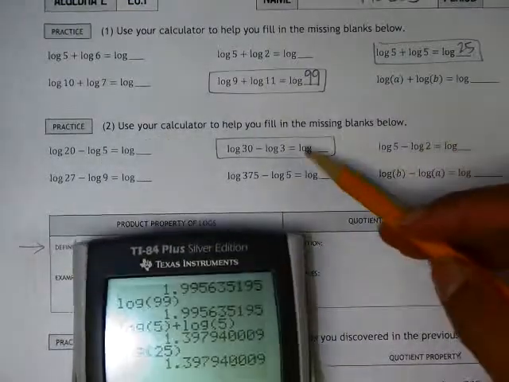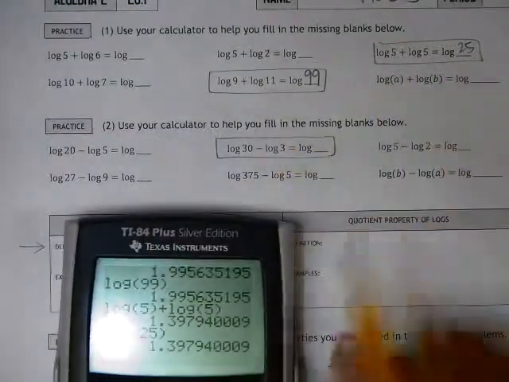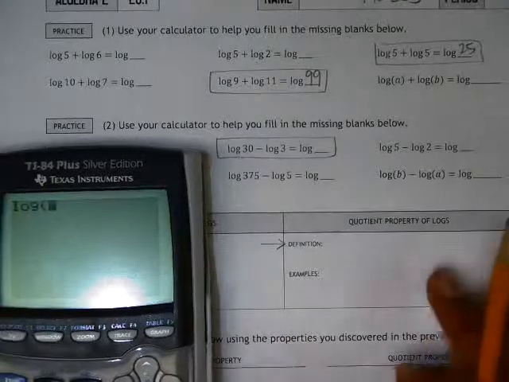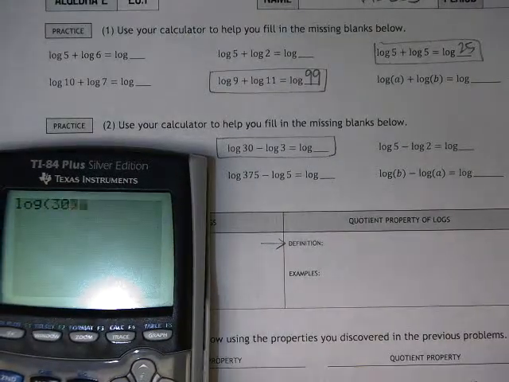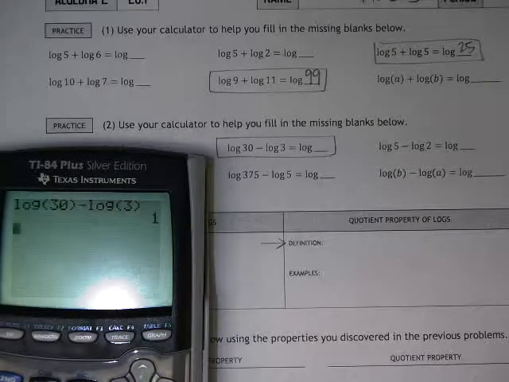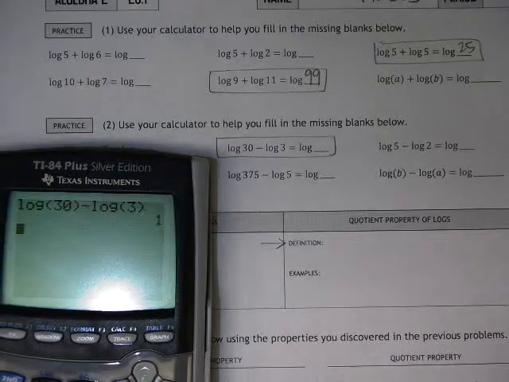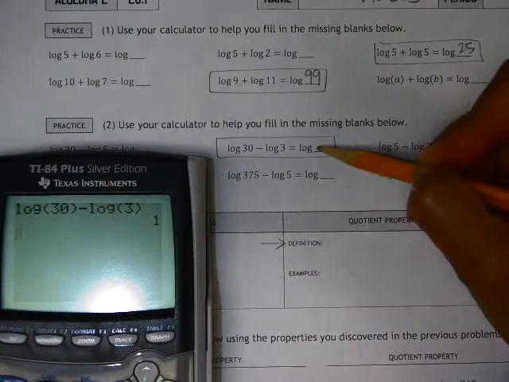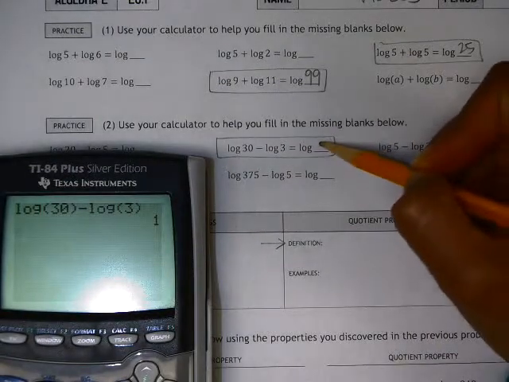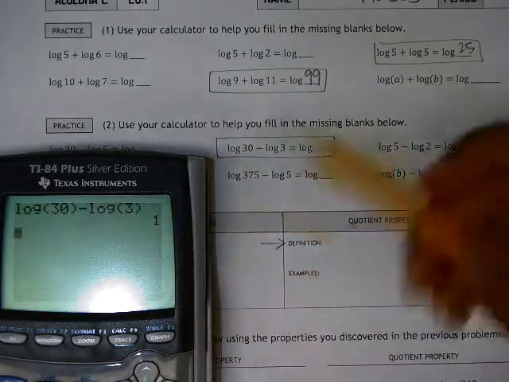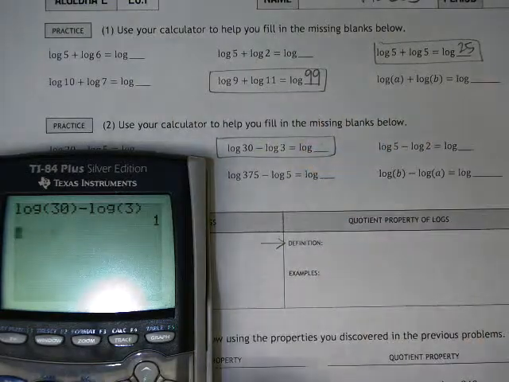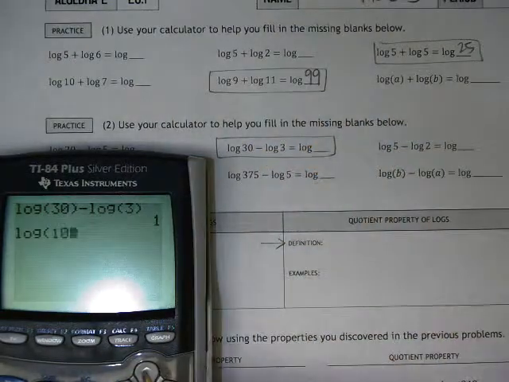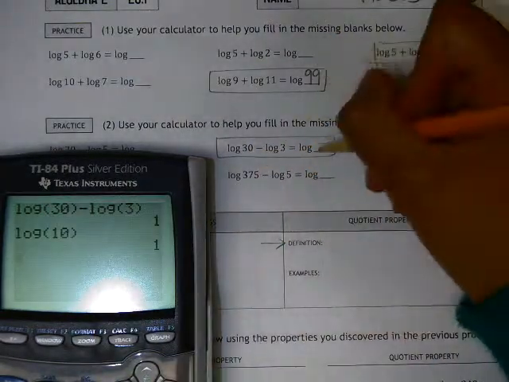So on number 2, this is similar, except notice these logs are being subtracted. So I'm going to try log 30 minus log 3, and we get this number, which is just 1. If we were to figure out what we could put here so that log of this number is also equal to that, if we try dividing 30 by 3, we get 10, and that gives us the correct answer.